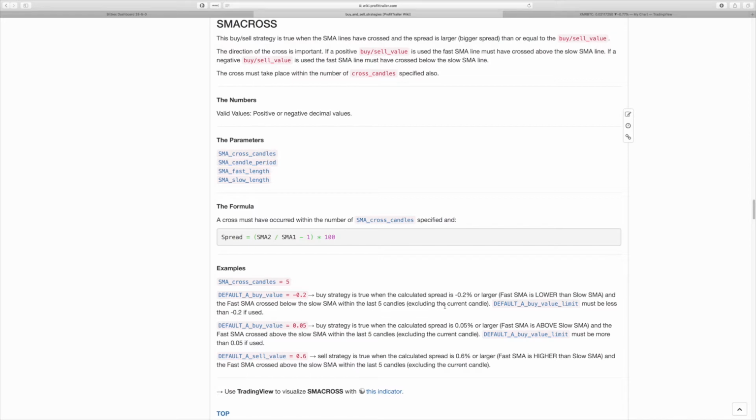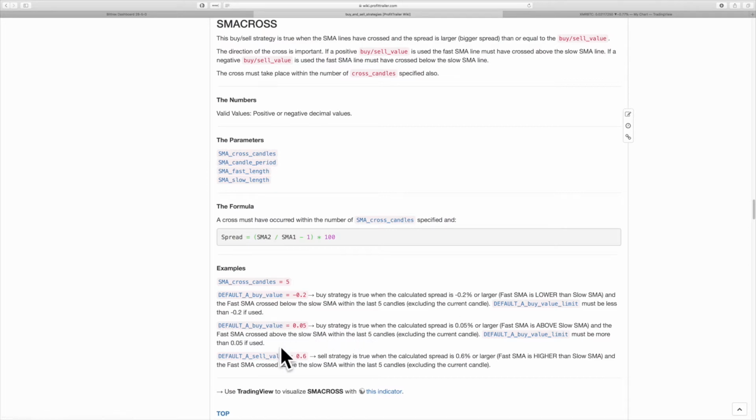So the default A buy value limit in this case must be lower than -0.2 if used, which means it's got to be at least -0.21 or further down. Like -0.5 would be good. If you set your buy value limit here at -0.1, it will never buy. Okay, it's going to limit you out before it even reaches your threshold. So just keep in mind that you have to be more negative on buy value limit or more positive on your buy value limit if you're using this for a buying strategy.